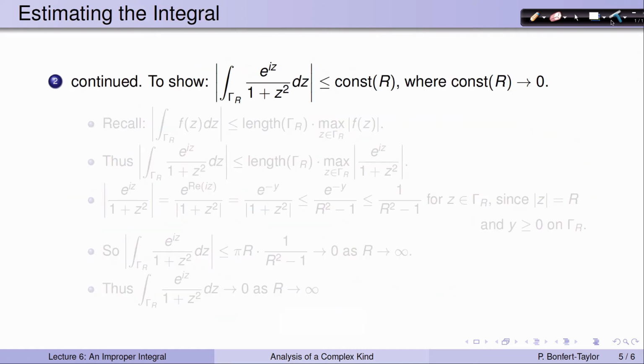We need to show that the absolute value of the integral is bounded above by a constant where the constant goes to 0. How do we estimate the absolute value of an integral? Remember what we learned a while ago. The absolute value of a contour integral is bounded above by the length of the curve over which we're integrating times the maximum of the absolute value of f for z's that are on the curve. So let's use that.